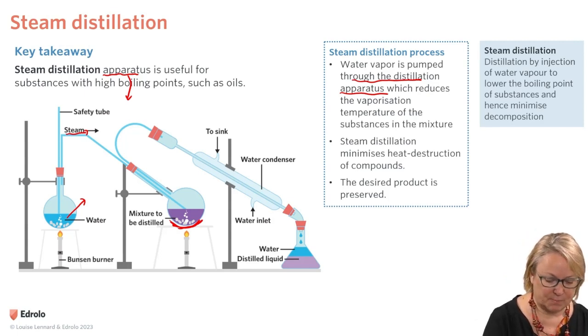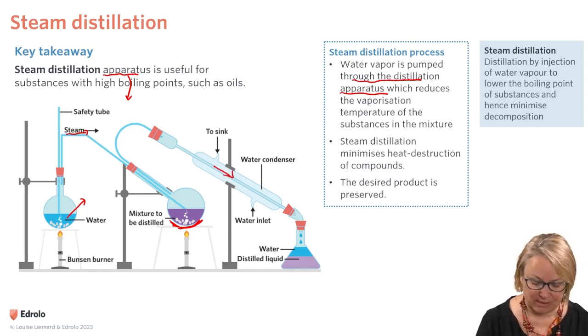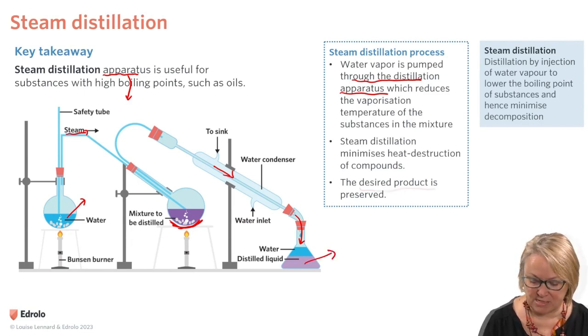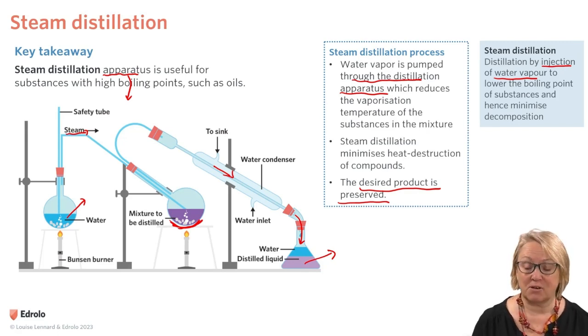Then the compound to be extracted comes into the condenser tube, condenses from a gas into a liquid, and the distilled liquid can be extracted, preserving the desired product. So it's a technique that uses injection of water vapour to lower the boiling point of substances and minimise decomposition.